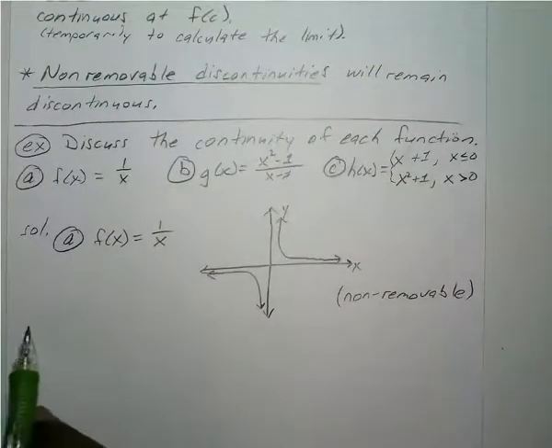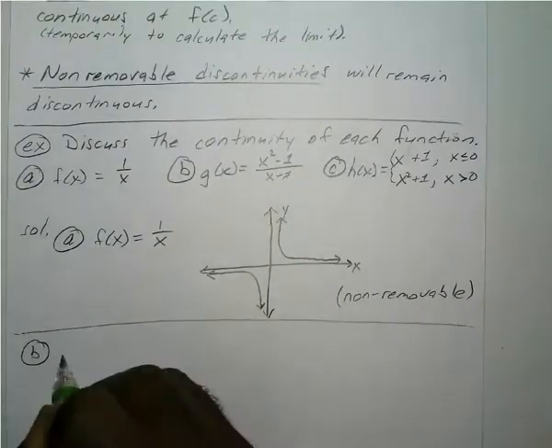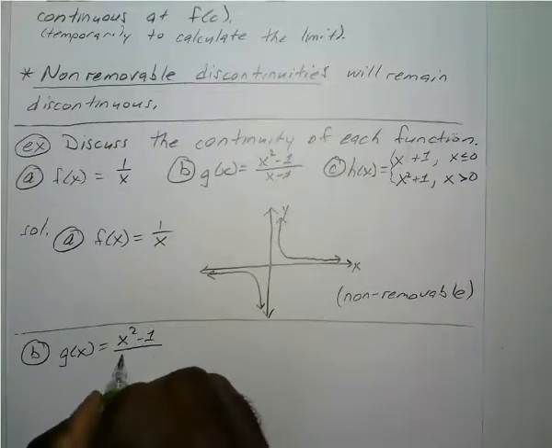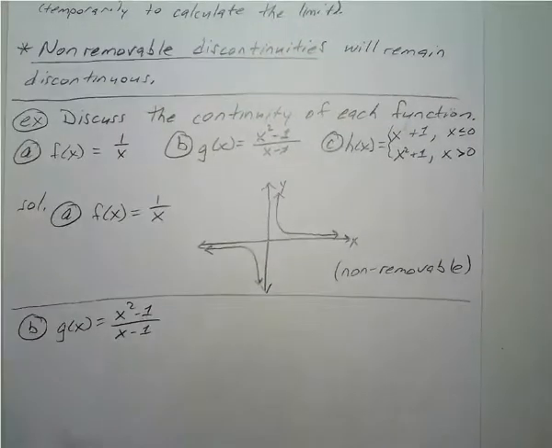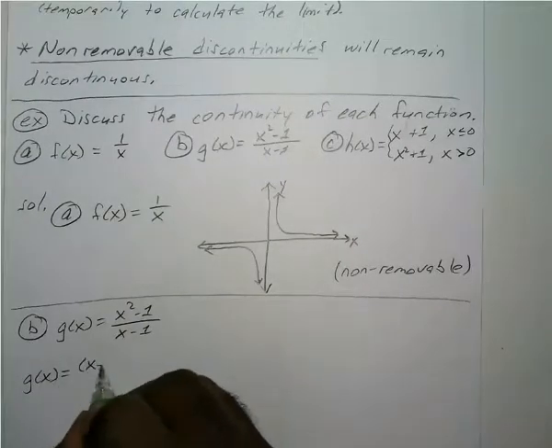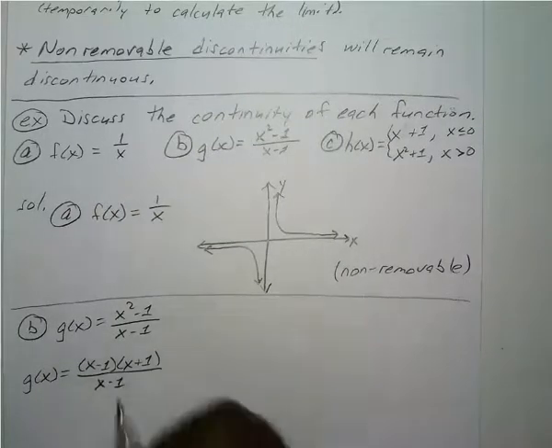So let's look at problem B. We have g of x equals x squared minus 1 over x minus 1. Okay. So if you see here, x squared minus 1 is just a difference of squares, x squared minus 1 squared. So you can actually factor that numerator out. So you have g of x equals x minus 1 times x plus 1 all over x minus 1.